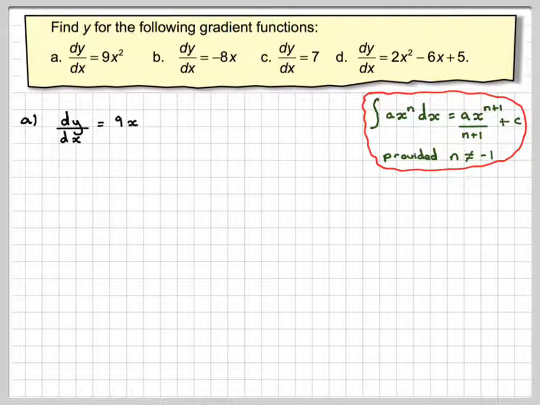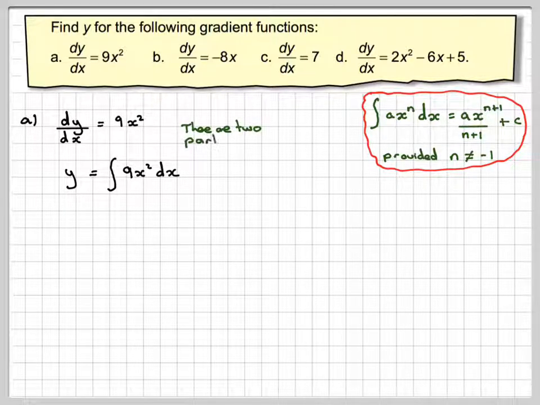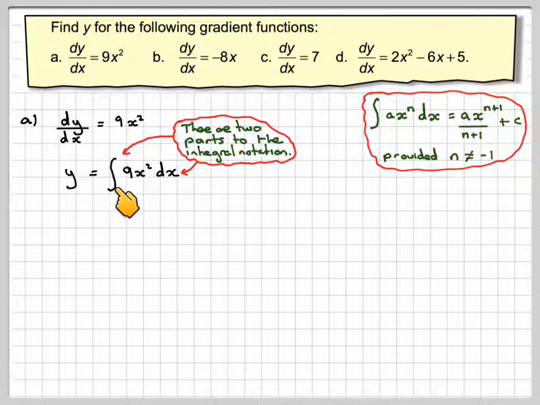Right, the first one, dy by dx is 9x squared. So applying this, y will become the integral of 9x squared dx. Notice the integral has two parts to its notation: the elongated s sign here, and the dx. You must write both bits in.